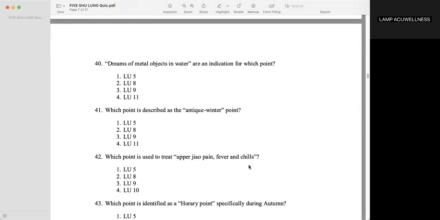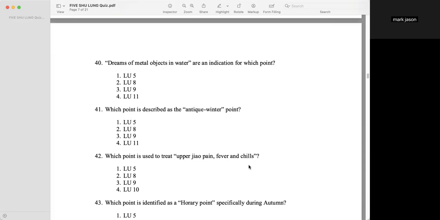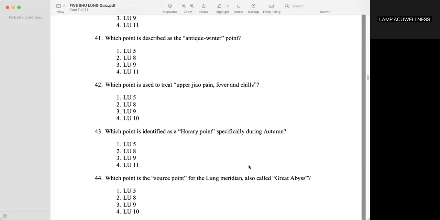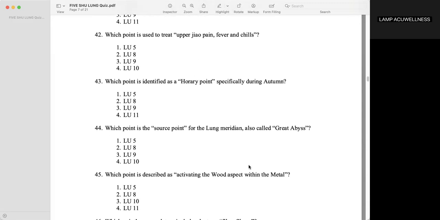Dreams of metal objects in water are an indication for which point? Lung 5. Which point is described as the antique winter point? Lung 11. Which point is used to treat upper jiao pain, fever, and chills?